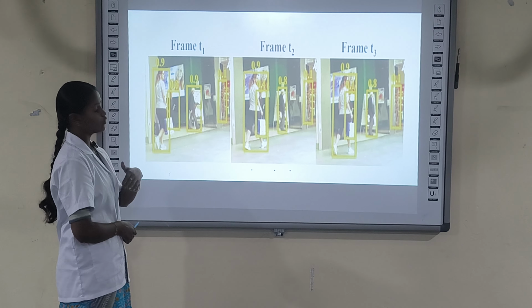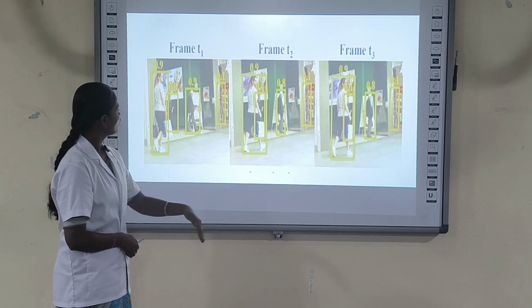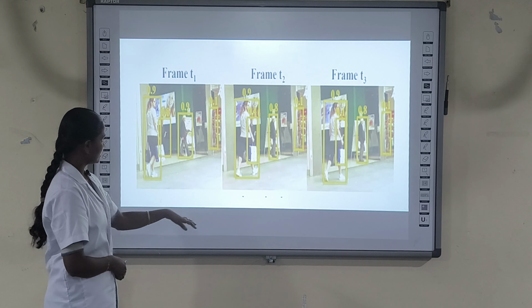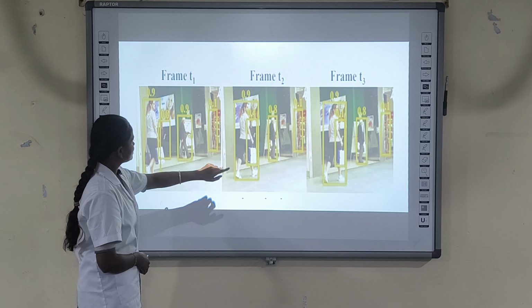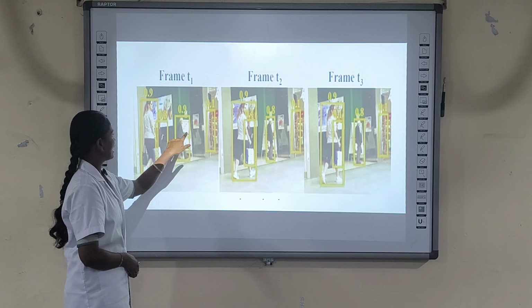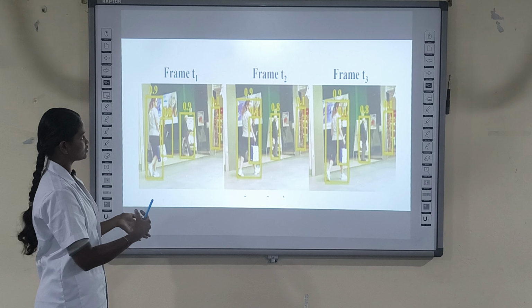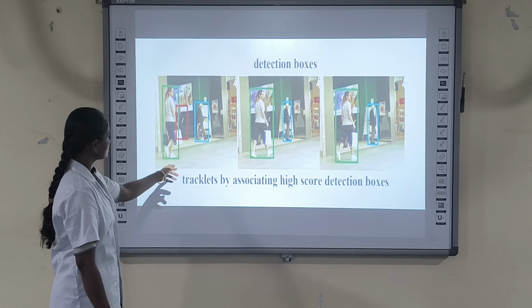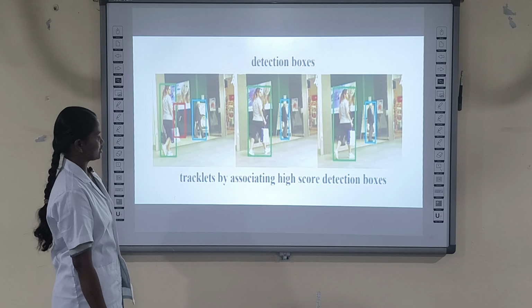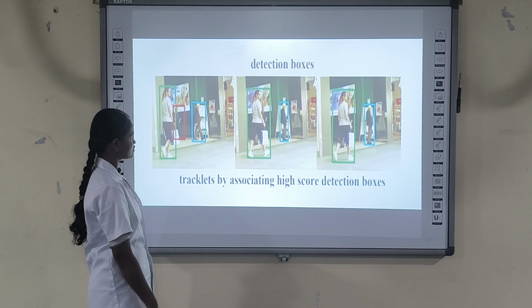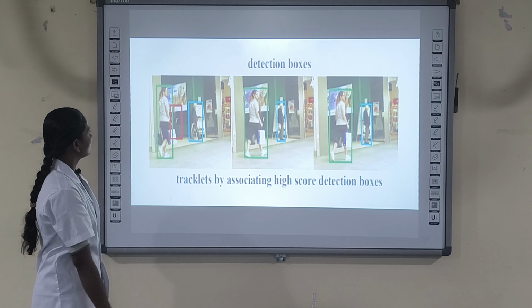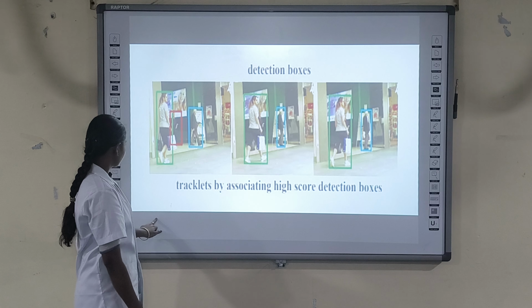Here we have to set a threshold value. I have set the threshold value to 0.4. That means 0.1 and 0.4, these two values are ignored and the remaining values are considered for the next process. So this is tracked by associating high-score detection boxes. We have to find the higher values from the bounding boxes.